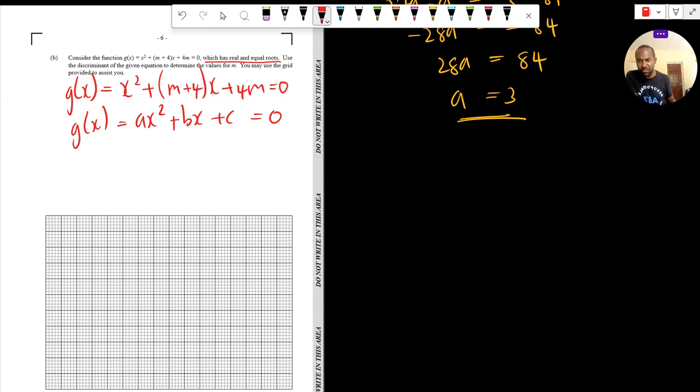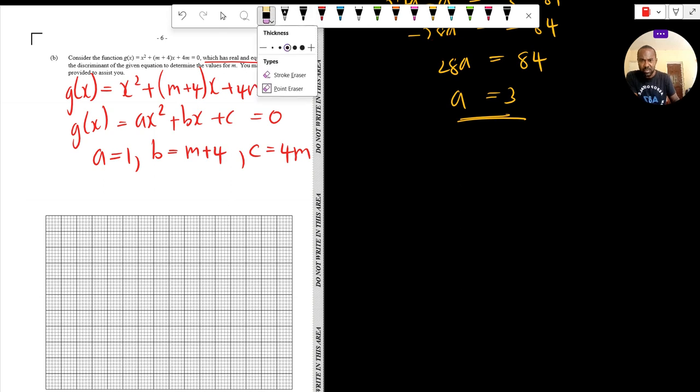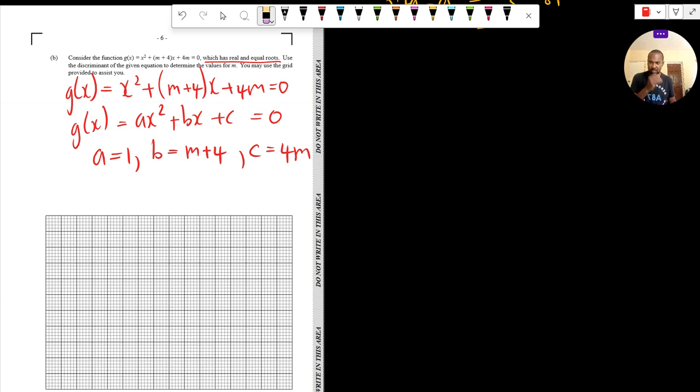Now, if we compare the coefficients or equate them, we see that a is equal to 1, b is equal to m plus 4. Of course, that is the coefficient of x. And the constant c is equal to 4m, right? So by writing down the given quadratic and comparing it to the general form of the quadratic equation, we're able to equate the constants a, b, and c in terms of numbers given in the quadratic, right?